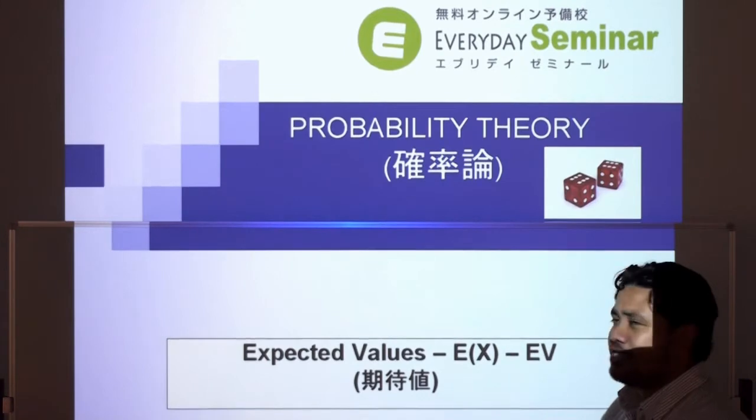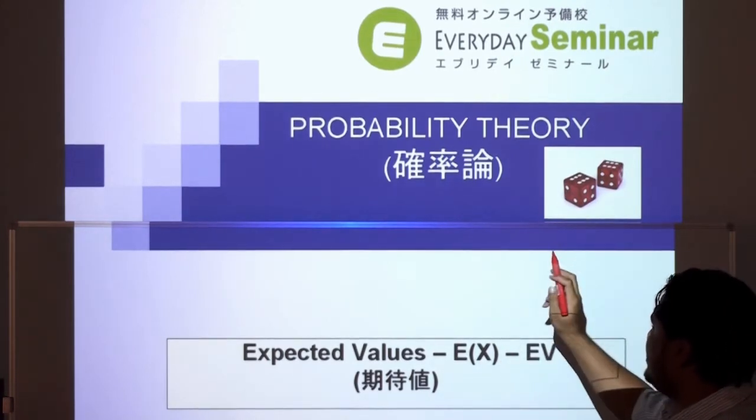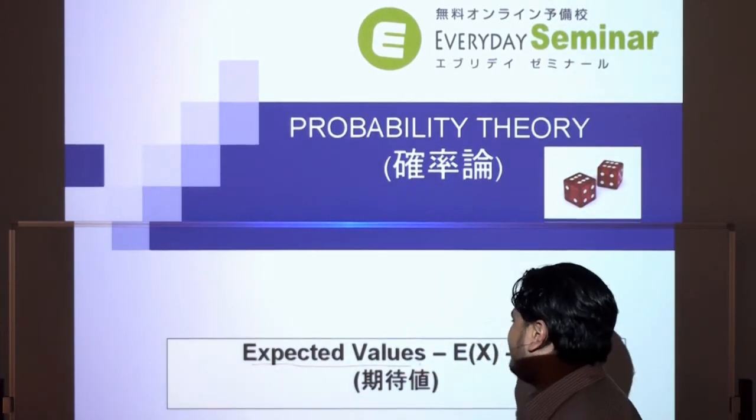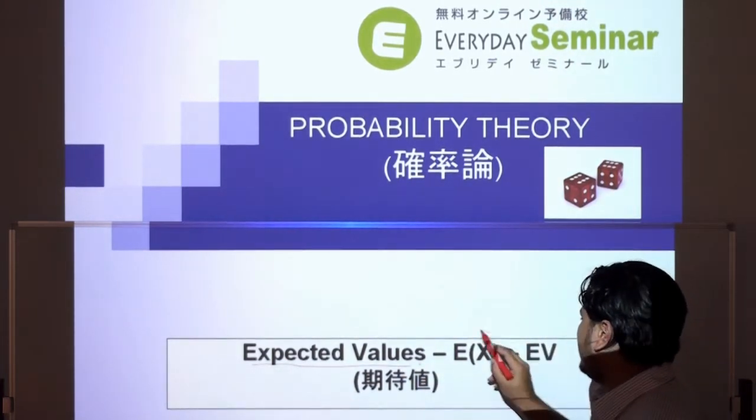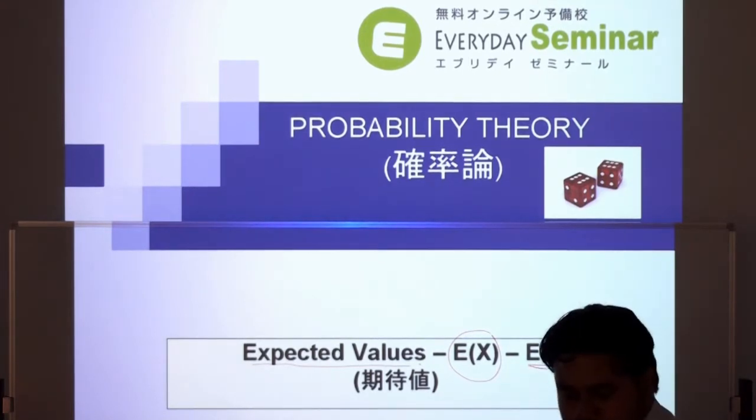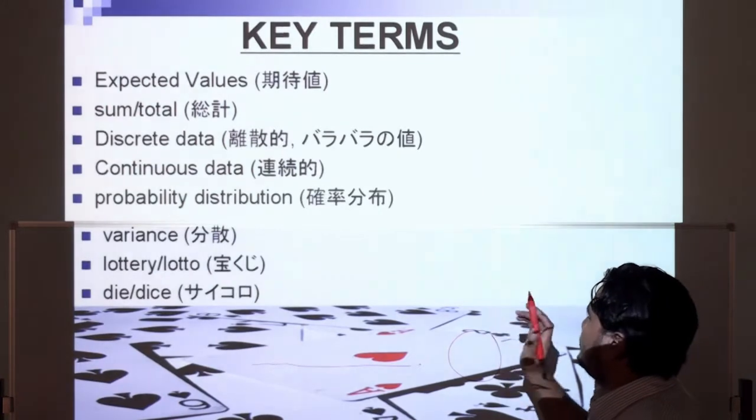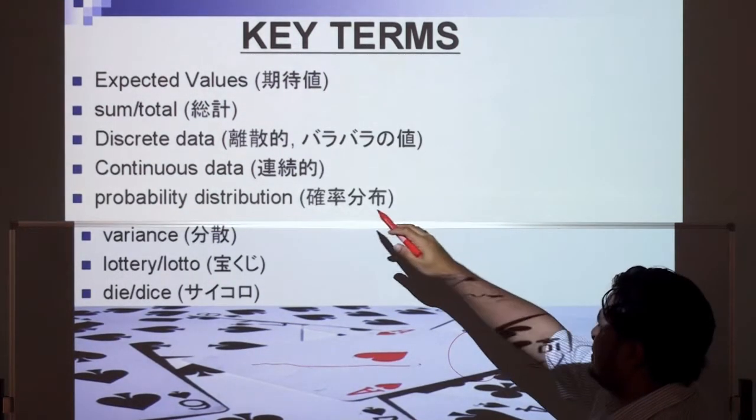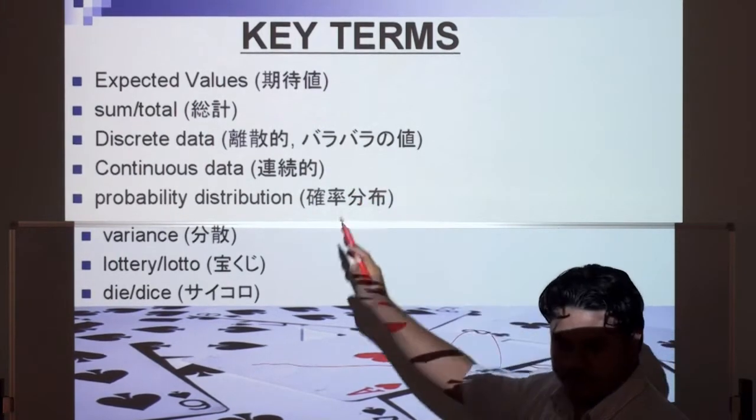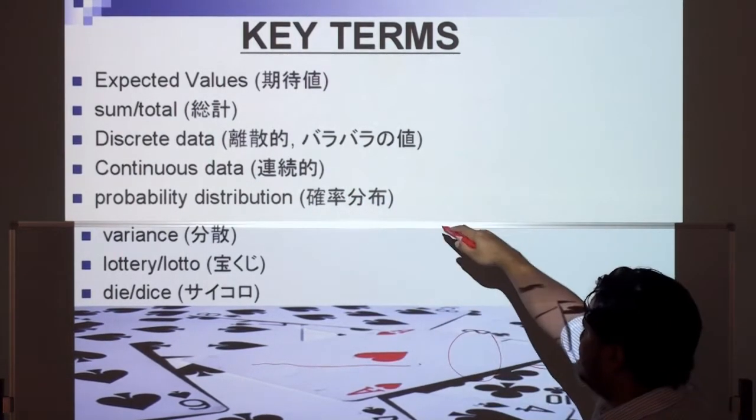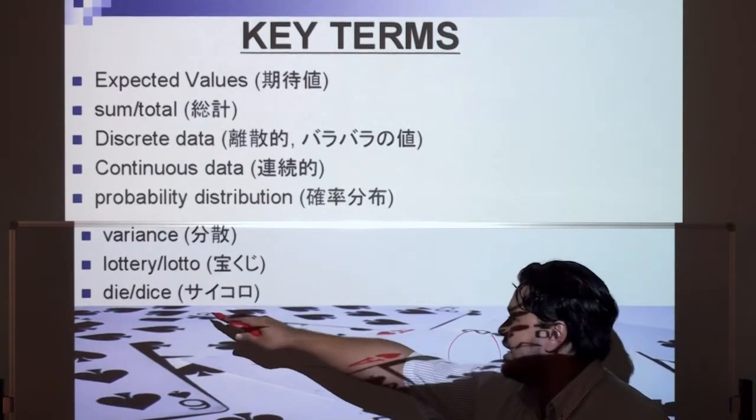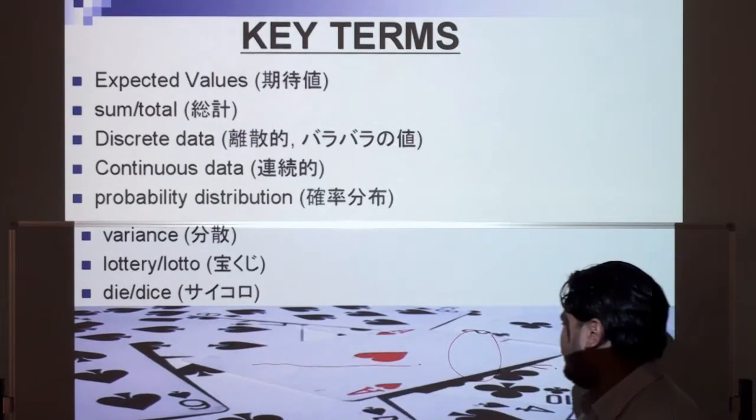Okay, so our topic for today, we're still on probability theory, and today we're going to cover a bit of expected values. Sometimes you see it like this, E of X or EV. Our key terms for today: expected values, a sum or total, discrete data, continuous data, probability distribution, a variance, the lottery or lotto, and a die or dice in plural.